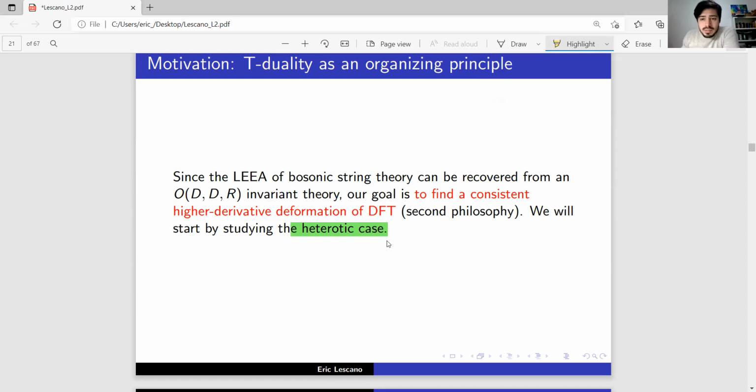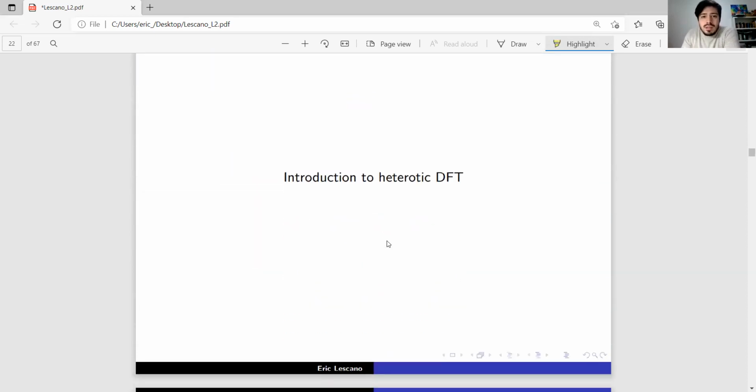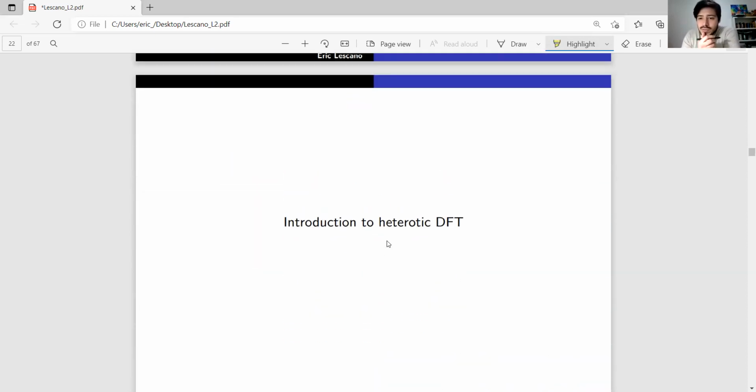So let's, we should start with an introduction to heterotic double field theory, but I think that we can stop here for 5 minutes and then we continue with this topic.